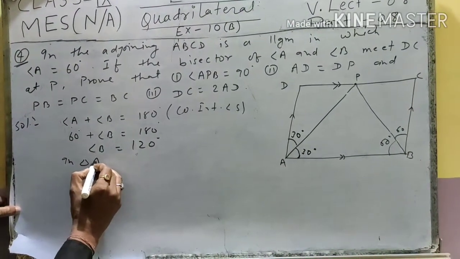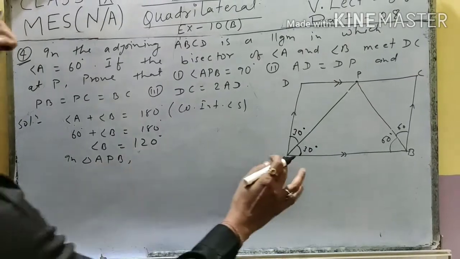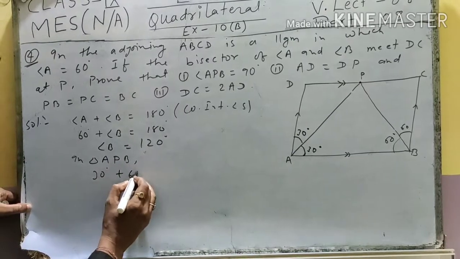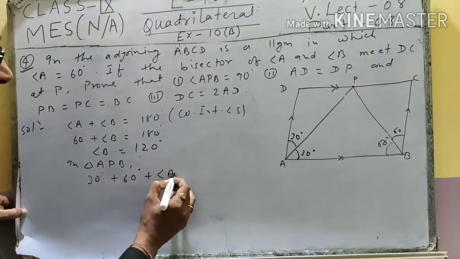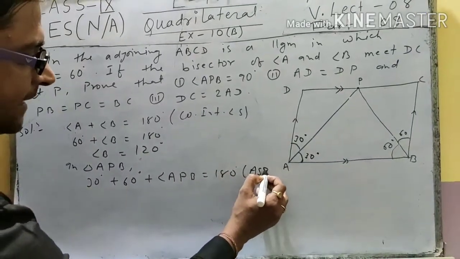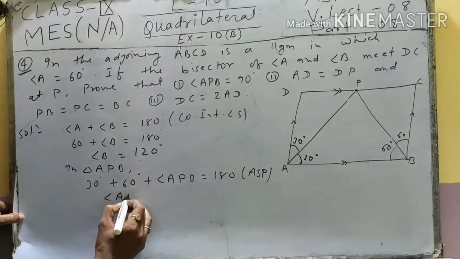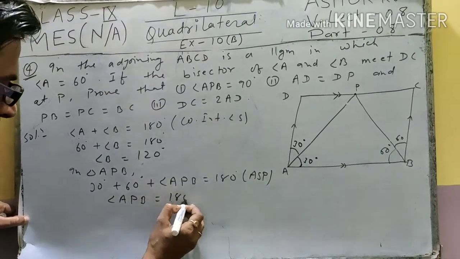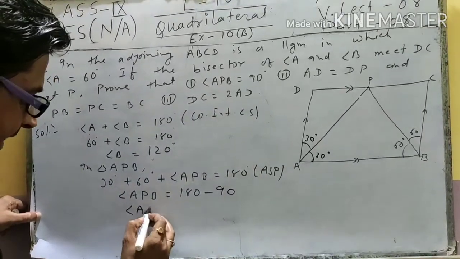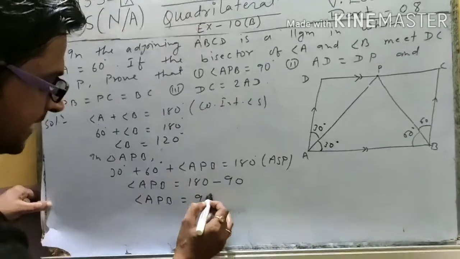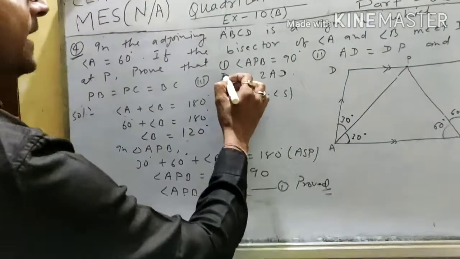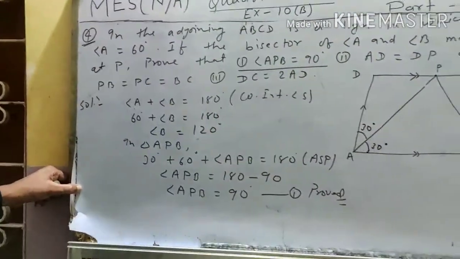In triangle APB, look at the triangle. In triangle APB, 30 degree plus 60 degree plus angle APB is equal to 180 degree by angle sum property. So angle APB is equal to 180 minus 90, so angle APB is equal to 90 degree. This is your first proof. Look at here, this proof, APB is equal to 90 degree. This one is the first proof.